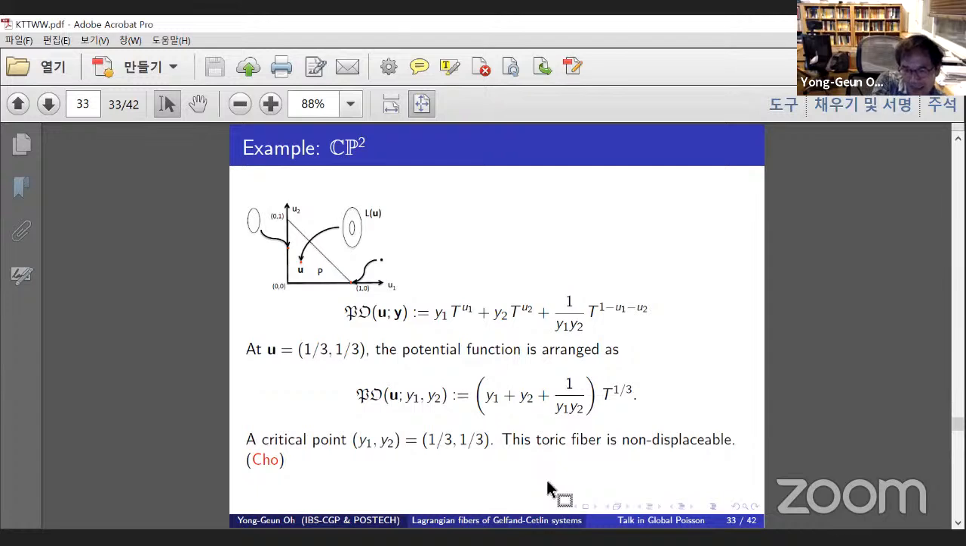So in fact, in this case, the potential function is simply y1 plus y2 plus 1 over y1 y2. You can easily compute that the critical point is (1/3, 1/3). And this particular toric fiber is therefore non-displaceable, because that particular potential function has a critical point. This was first proved by Cho in his thesis. This is the beginning of this whole story in the toric case. He proved this theorem for all CP^n.